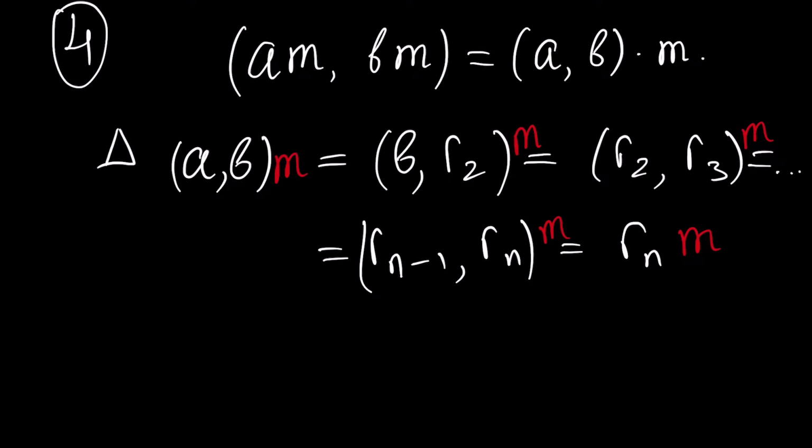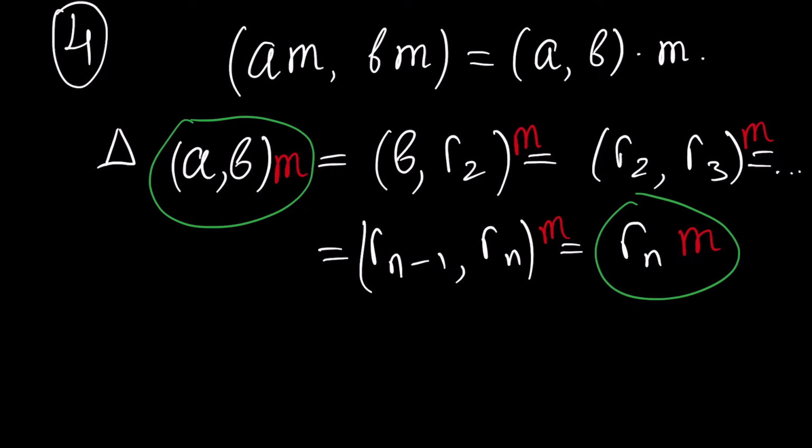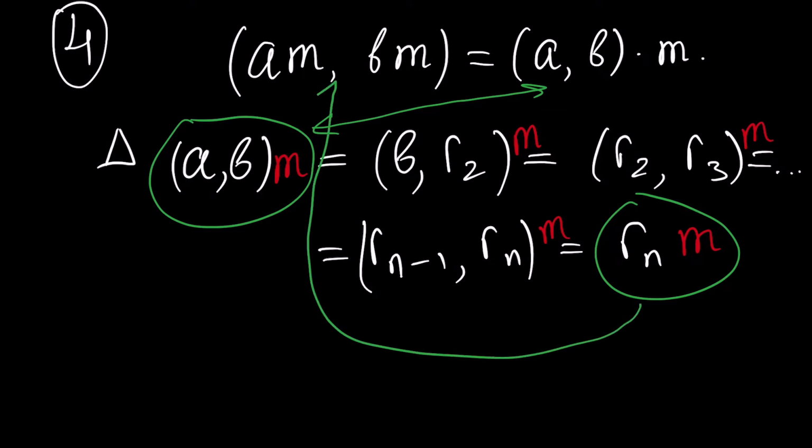And of course, from these two elements of our equality, we can see that the greatest common divisor of, once again, this is equal to this, and this number is this number. I hope this is quite clear, and that's why we can take the common factor m out of the greatest common divisor, and the greatest common divisor of am and bm is equal to the greatest common divisor of a and b times m.